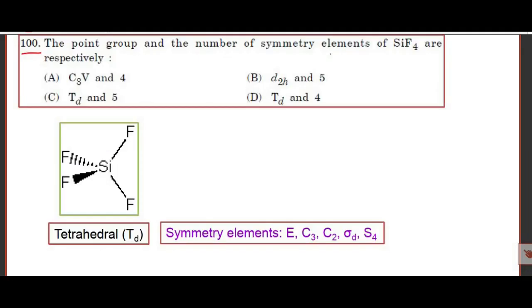Question number 100. The point group and the number of symmetry elements in SiF4 are respectively. SiF4 shows tetrahedral point group. So option A and option B are ruled out. From option C and option D, it's a tetrahedral point group which contains 5 elements of symmetry: E, C3, C2, sigma d, S4. So totally it has 5 elements of symmetry, hence option C is correct. SiF4 contains tetrahedral point group with 5 symmetry elements.